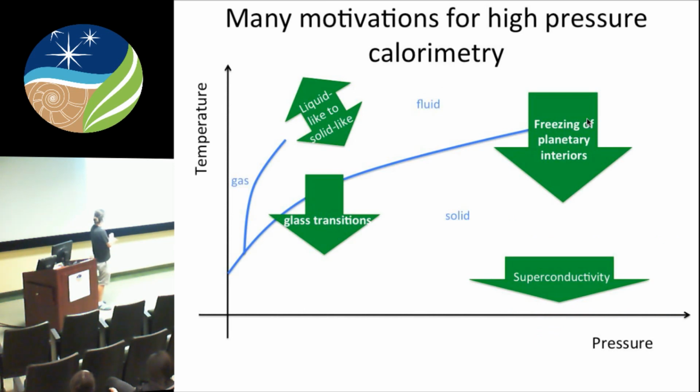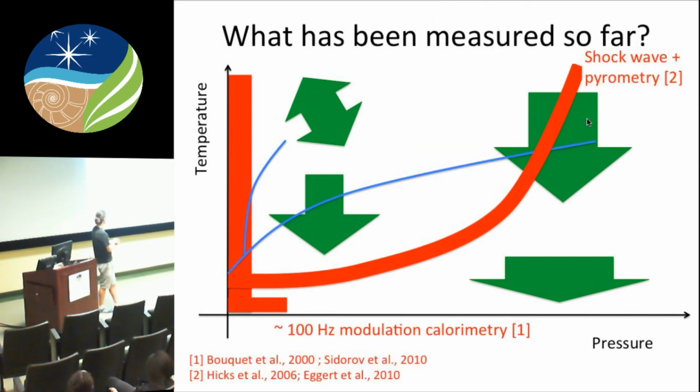To summarize the motivation, here are the 4 things I mentioned, and then just the general idea that heat capacity is a fundamental property that hasn't been explored at high pressure. So how bad is the situation? Well, here's kind of where data's been collected. So at low pressure and all temperatures, there's tons of data. Really, everything I showed you so far is ambient pressure, or maybe up to like 1 GPa or 2 GPa.